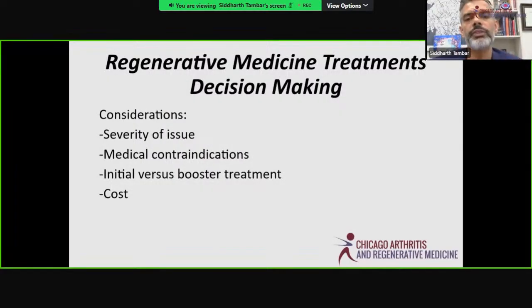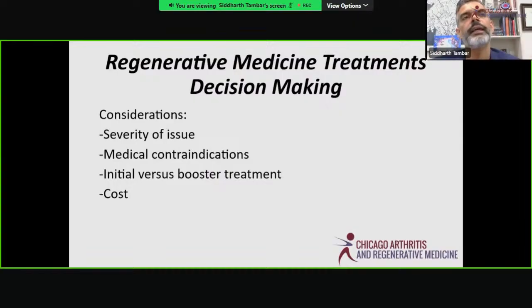I think when it comes to deciding which or if you should get regenerative medicine treatment, there's a few things you need to consider. Number one is, what is the severity of your issue? Do you have something that is still amenable to treatment? Certain joints, like the knees, even if you have advanced arthritis, still respond wonderfully to treatment. Other joints, like let's say the hip, if you've got advanced arthritis, are much harder to treat because of that severity.